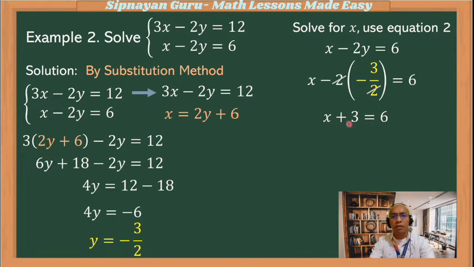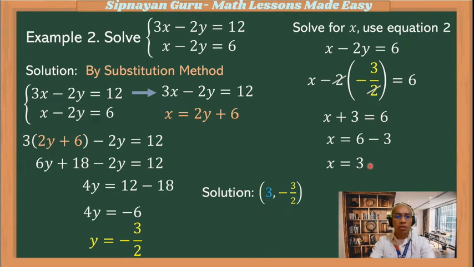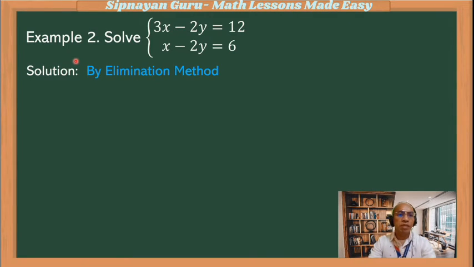We just copy 6 and x. So further simplification by addition property of equality, so this is 6 minus 3. Then 6 minus 3 is 3. So therefore, the solution is 3 and negative 3 over 2. So we will solve the same system by elimination method.